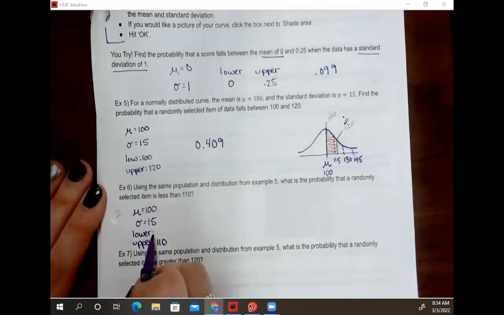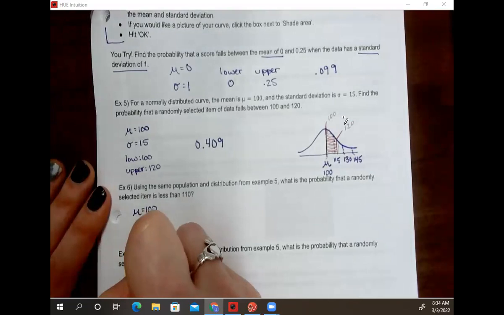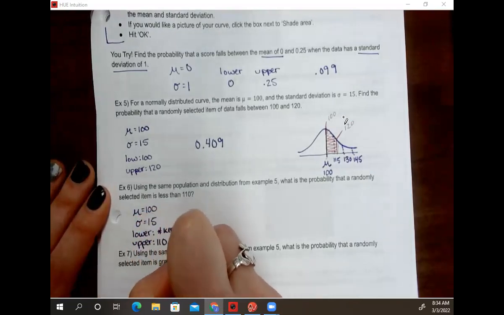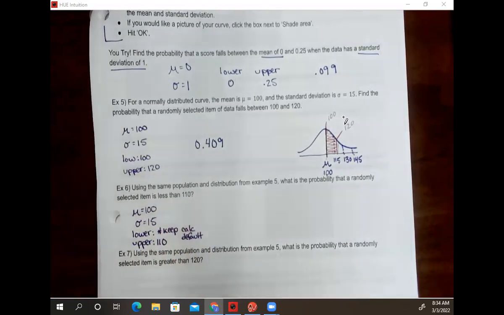If you're not given a lower bound, I want you to keep the calculator default. It is plenty small enough for everything that we're going to see in Algebra 2. So we'll keep the calculator default there.